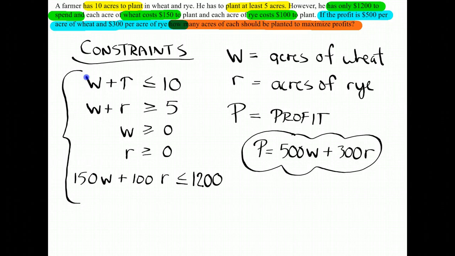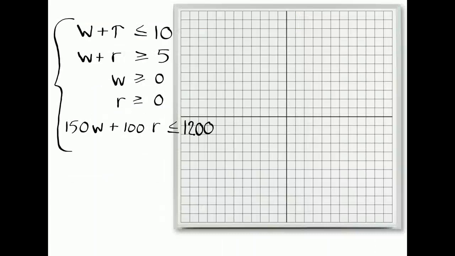So now we're going to move to the next page, and we are going to graph this. We're going to take these constraints and put them on a graph. So I will go ahead and copy and paste those. So here we are on the next page with some graph paper, and we are going to go ahead and just graph all these constraints.